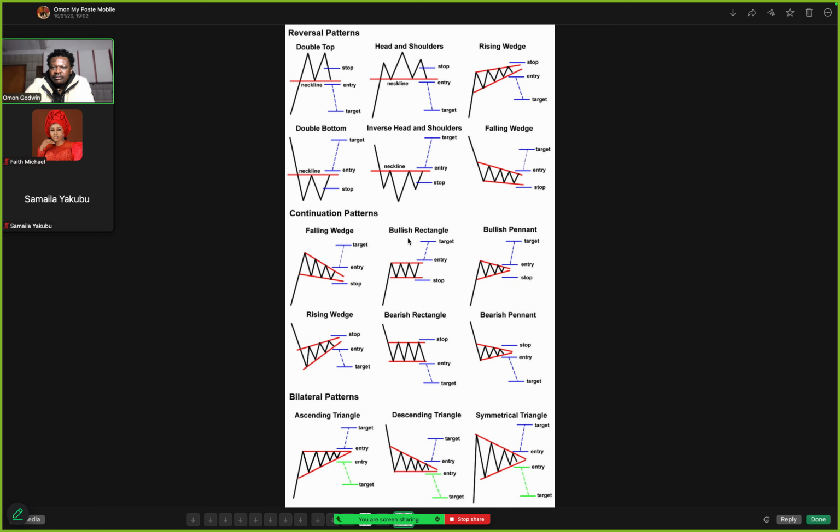Same here. Then we have bullish rectangle. Bullish rectangle simply means that the market is buying up. This is a bullish market. When the market is going up, it's called bullish. Then if the market is going down, it's called bearish. Bullish rectangle means it will form something like this.